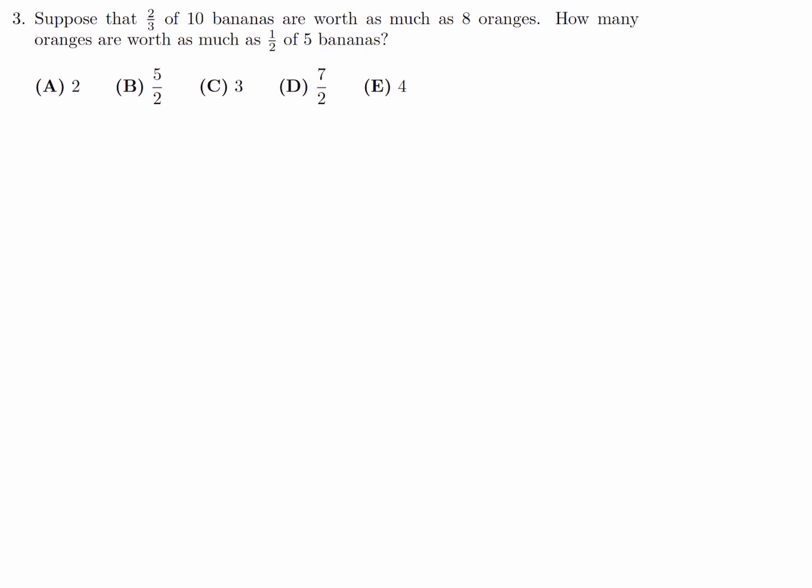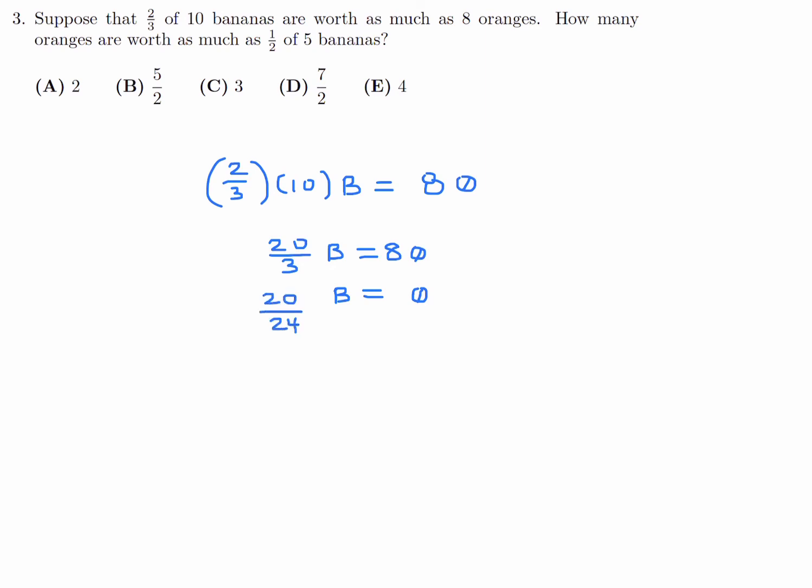Suppose that 2/3 of 10 bananas are worth as much as 10 oranges. How many oranges are worth as much as 1/2 of 5 bananas? So 2/3 times 10 bananas is equal to 8 oranges. I'll say O with a line through it to represent oranges so you don't confuse it for a 0. So solving this, you get 20/3 b is equal to 8 oranges. And then just oranges by themselves would be 20/24. And in lowest terms, that is 5/6.